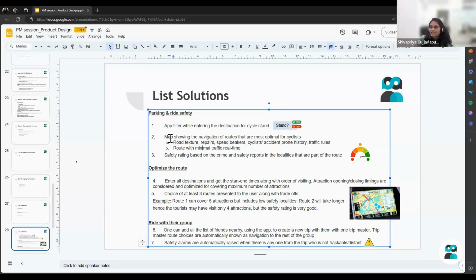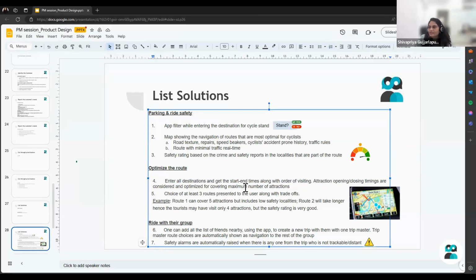So basically, ride safety contains the parking part of it, the safety SOS rating part of it. We'll understand the local crime and safety reports and show which route has how much safety rating. So that is the feature I was talking about here. Optimizing the route: enter all the destinations and get the start and end times along with the order of visiting.